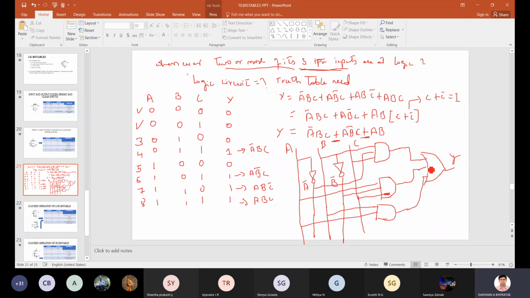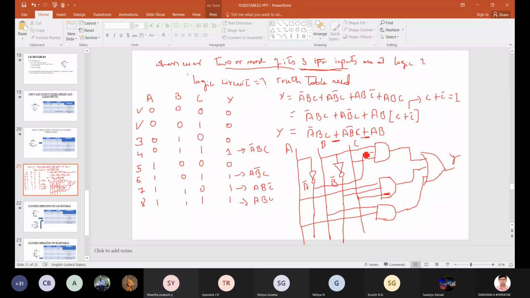Is it clear? Yes, sir. So this is the circuit you have to draw based on the problem statement. First you have to analyze the truth table. Afterwards you have to write the expression. After that you have to draw the circuit. Any doubt apart from this?